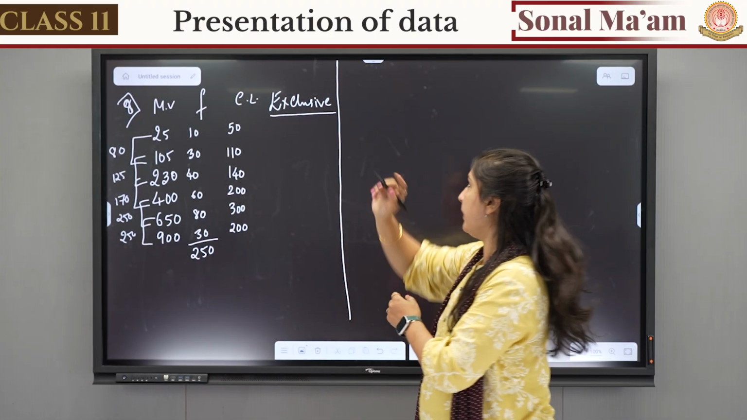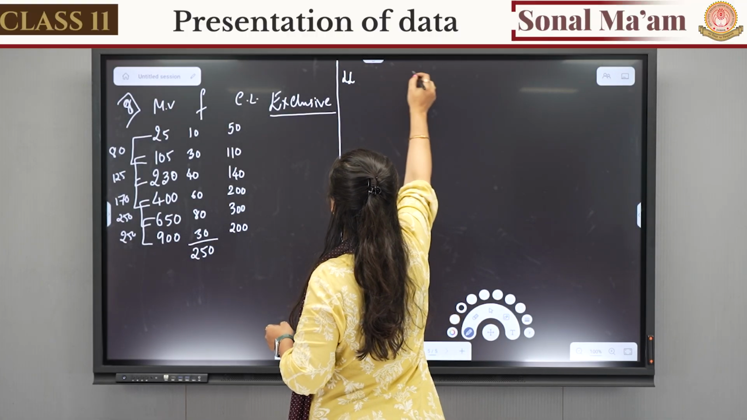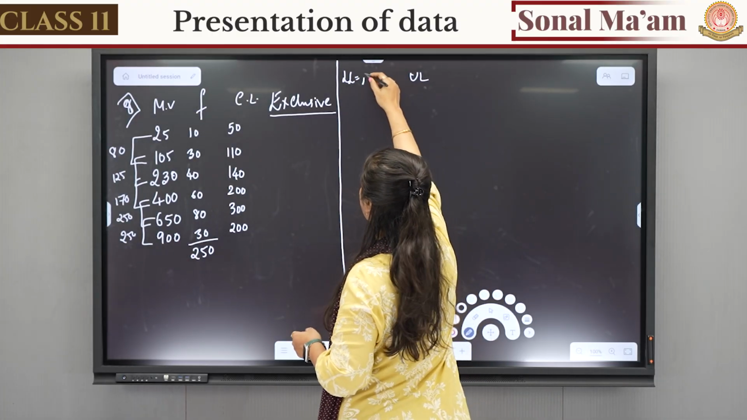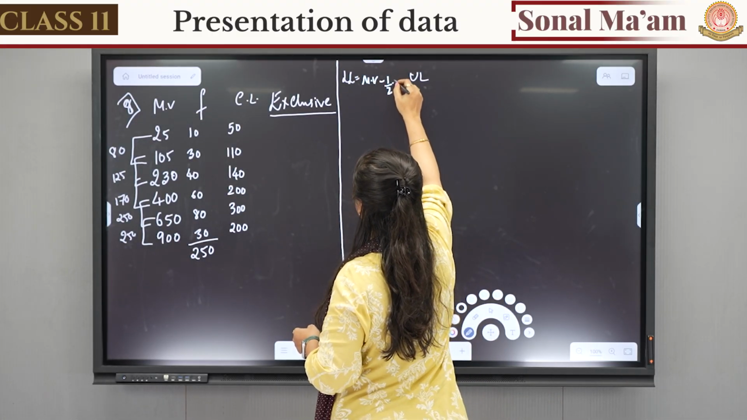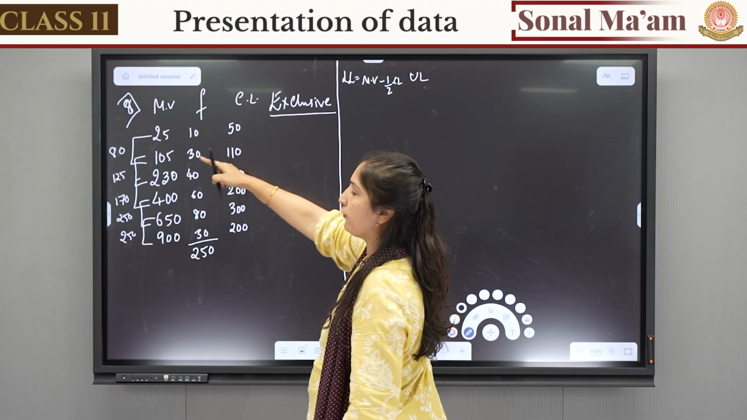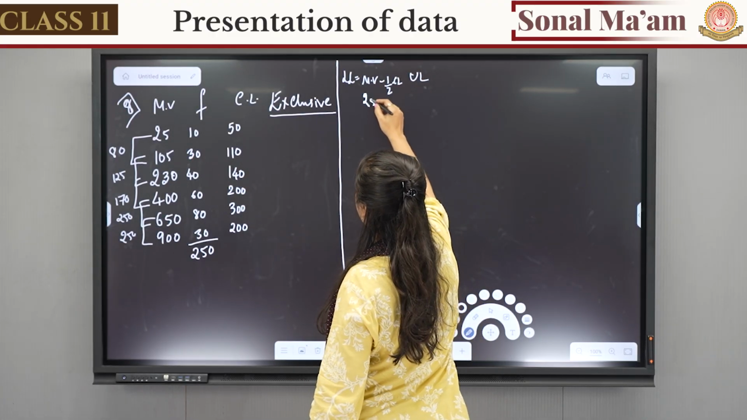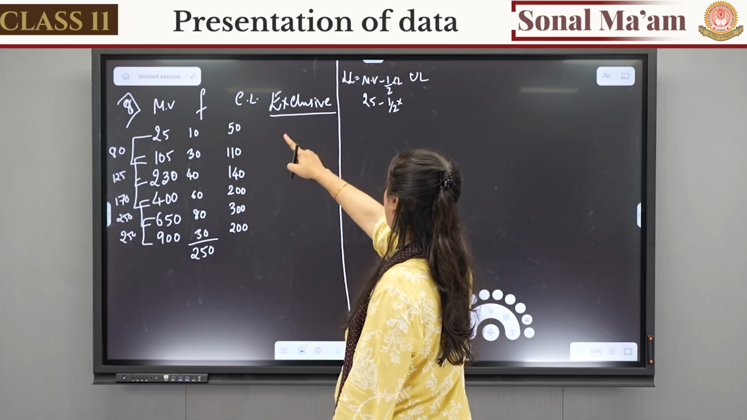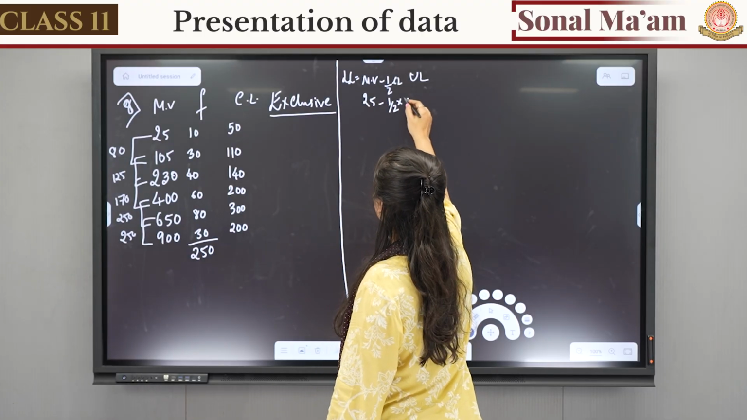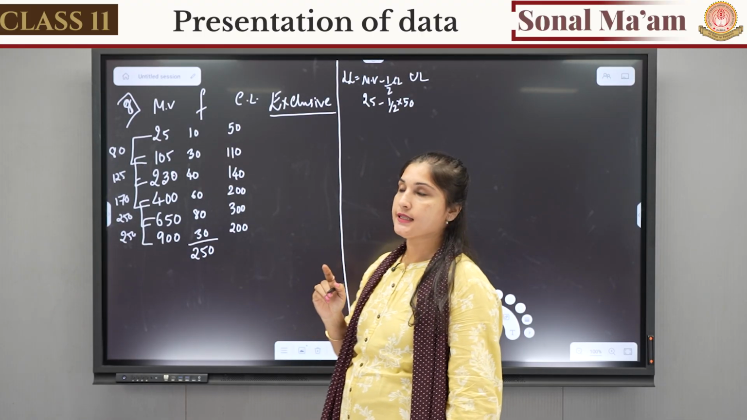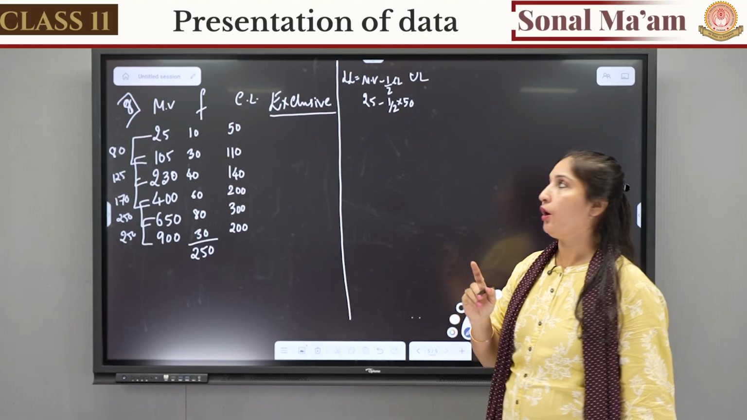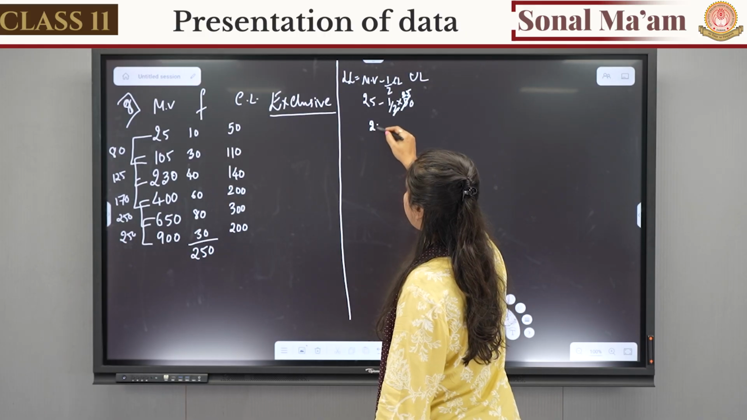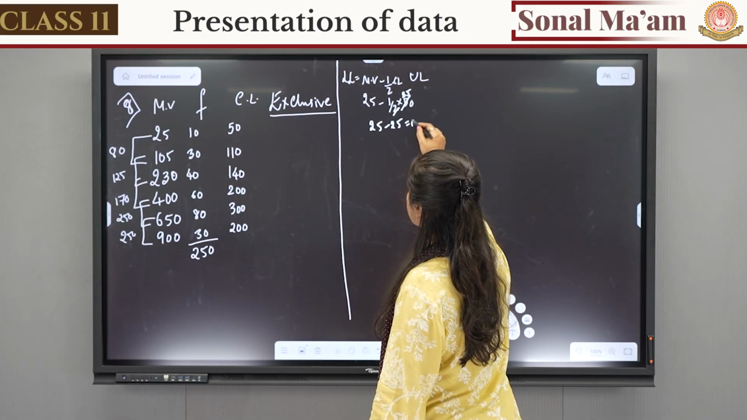Starting from the first one. We'll find the lower limit and we'll find the upper limit. The lower limit for the first one will be mid value minus half class length. The mid value for the first one is 25, minus 1 by 2 into class length. The class length for the first one is given as 50. You will cut this 0 and this 25. This will be 25. 25 minus 25 will be 0.